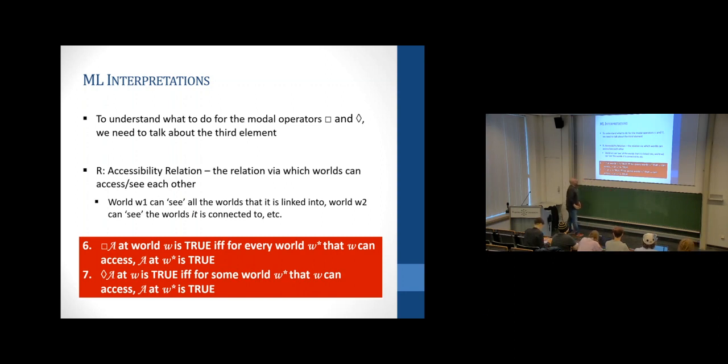So, world 1 can see all the worlds that it's going to be connected to via accessibility, and then our next world along is going to be connected to all the worlds it can access. And they might be different connections.